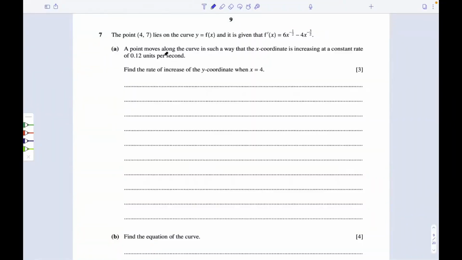In this question, we have a point that lies on the curve and the derivative of the curve. So this f dash x is the derivative of the curve. A point moves along the curve in such a way that the x coordinate is increasing at a constant rate of 0.12 units per second. So as soon as we have a rate of change in any question, we know that y and x are related by the equation dy dt is equals to dy dx multiplied by dx by dt.